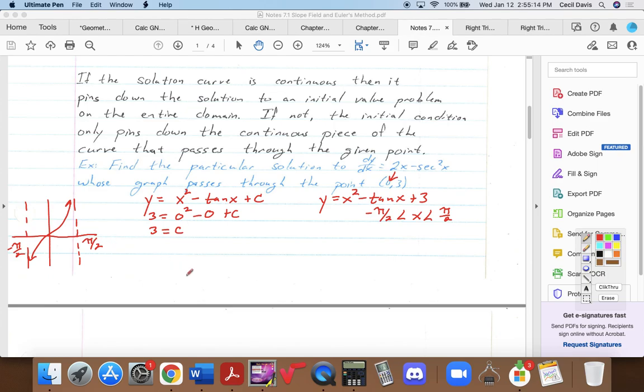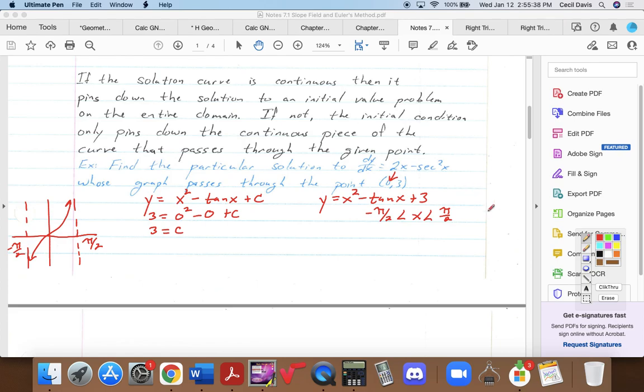What if they pass through this? Oh, then you would have to give a different interval. So let's say it went through 2, 3. 2 is more than pi over 2, so that would be the next branch over, which would go from pi over 2 to, what, 3 pi over 2? So you'd have to give that branch. Yeah, that's exactly what happens.